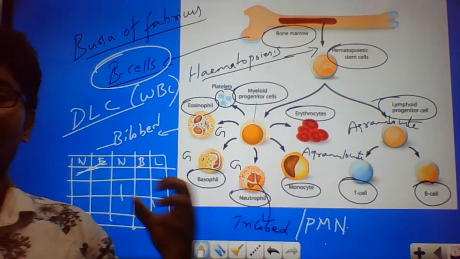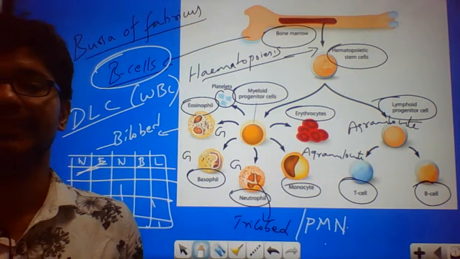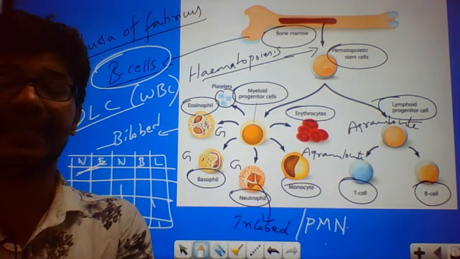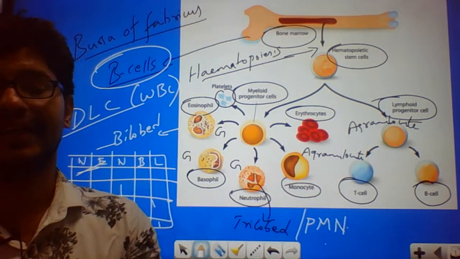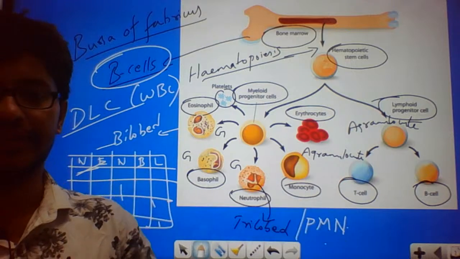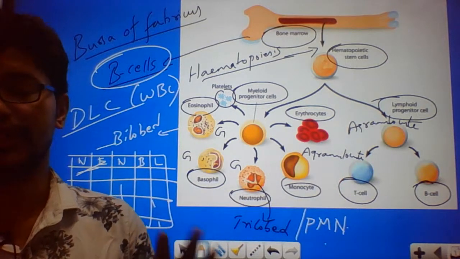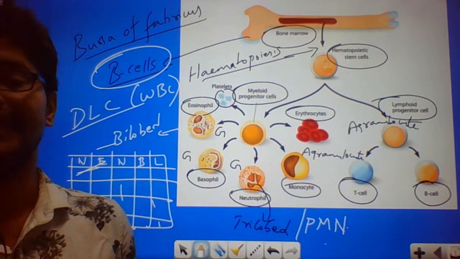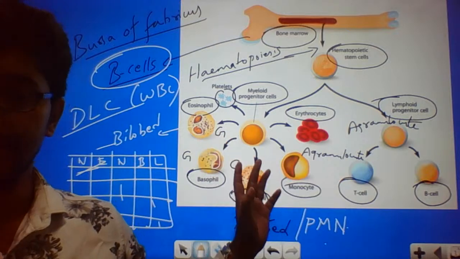Where do these manufactured T cells and B cells go? They will be going to the secondary lymphoid organ, where the immune response, antigenicity, immunogenicity, all these things will be taking place. So we're done with the bone marrow.